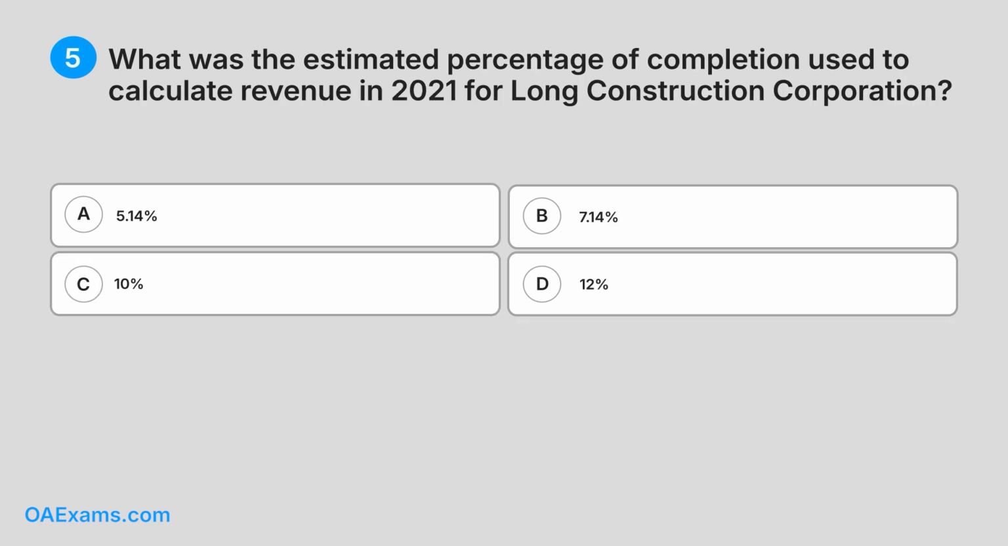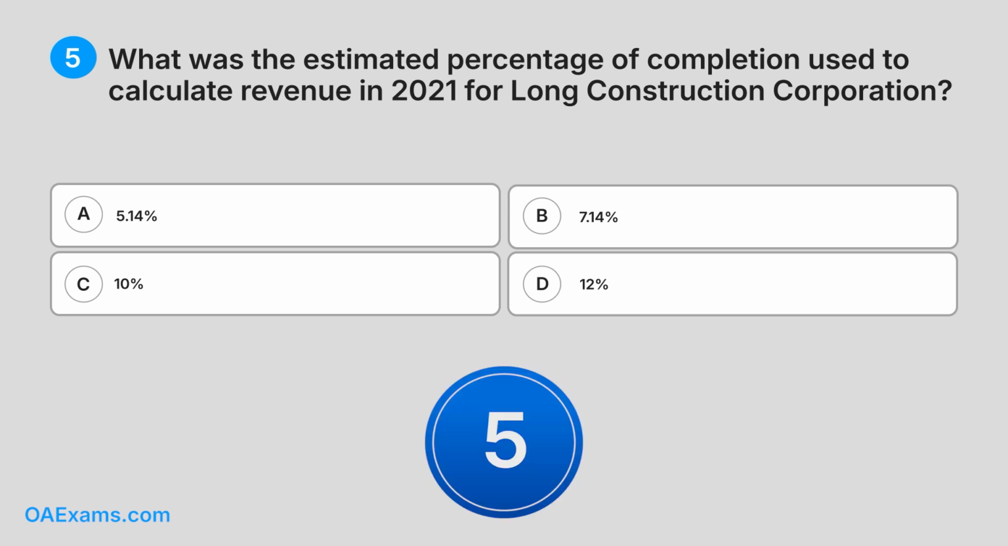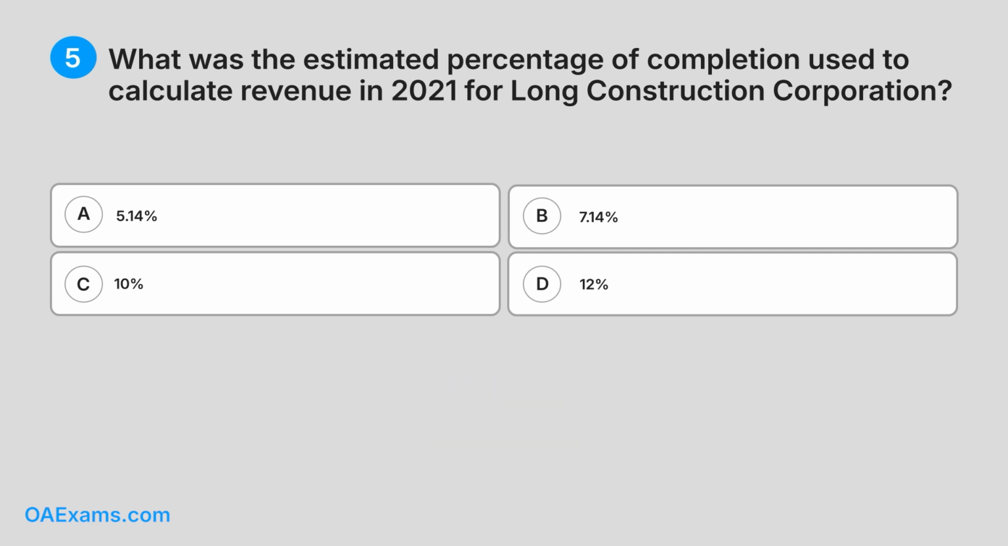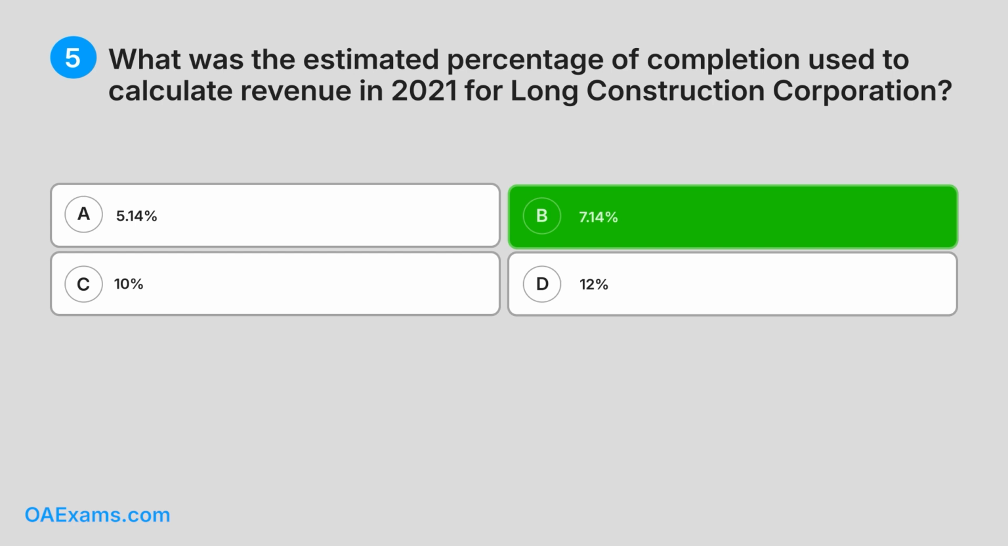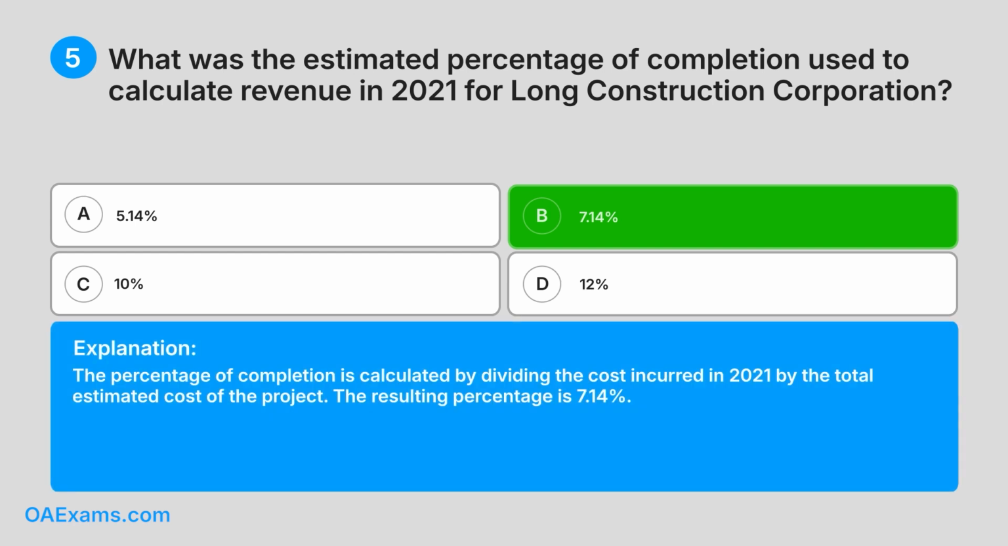5. What was the estimated percentage of completion used to calculate revenue in 2021 for Long Construction Corporation? A. 5.14%, B. 7.14%, C. 10%, D. 12%. Do you know the answer? Correct answer: B. 7.14%. Explanation: The percentage of completion is calculated by dividing the cost incurred in 2021 by the total estimated cost of the project. The resulting percentage is 7.14%.